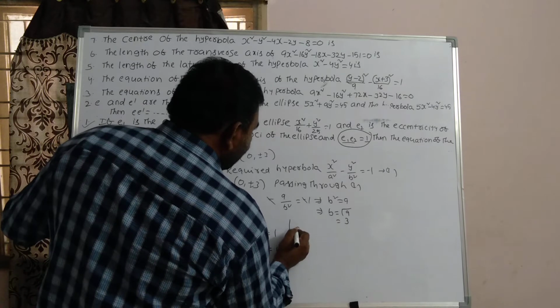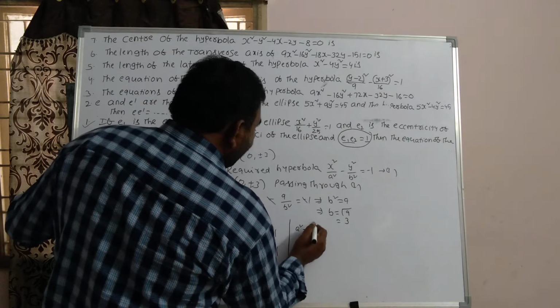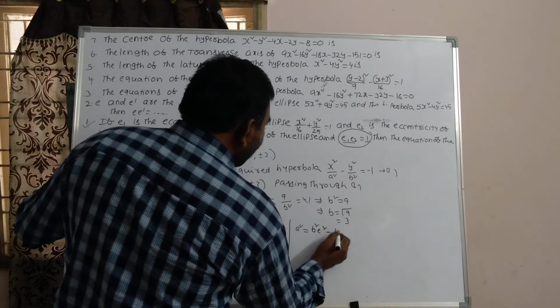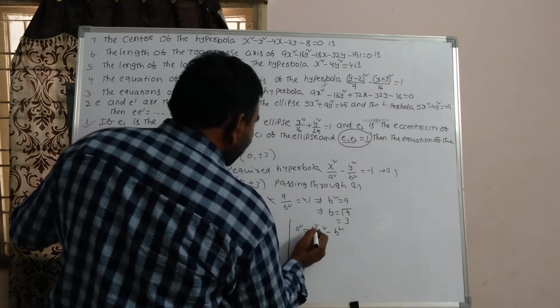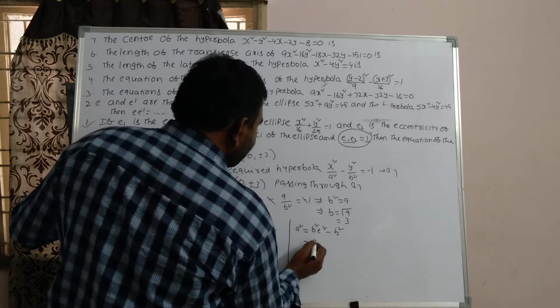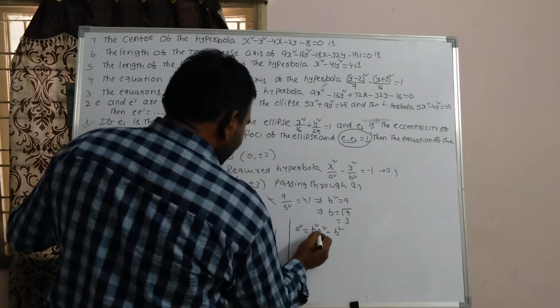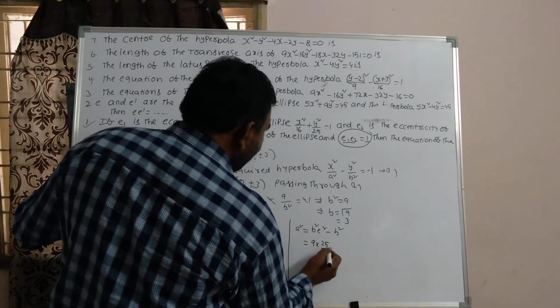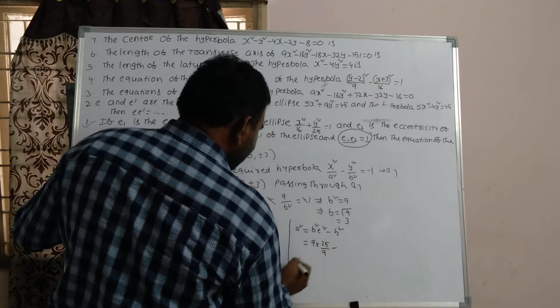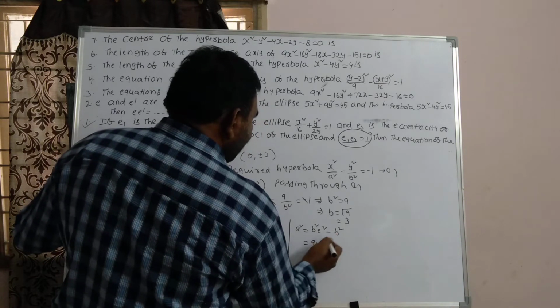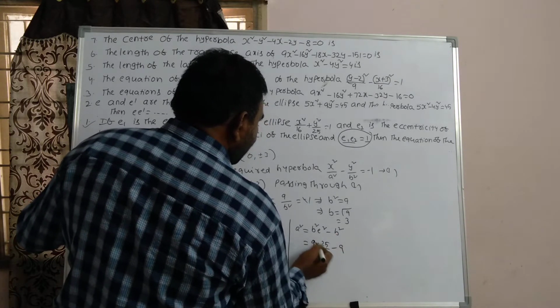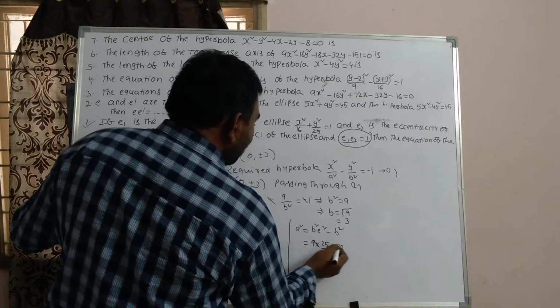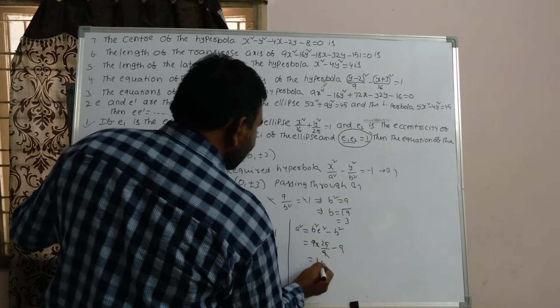Now we find the a value. So here a square is equal to b square e square minus b square. So here b means 3, 3 square means 9, into e value 5 by 3, 5 by 3 whole square means 25 by 9, minus here again b square value 9. 9 cancel. 25 minus 9 is 16.